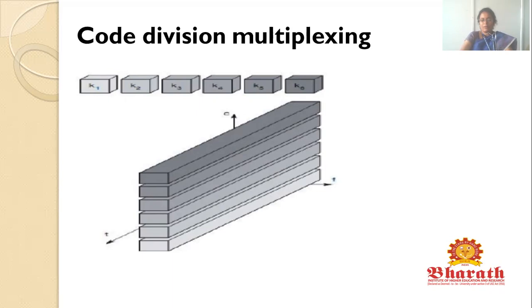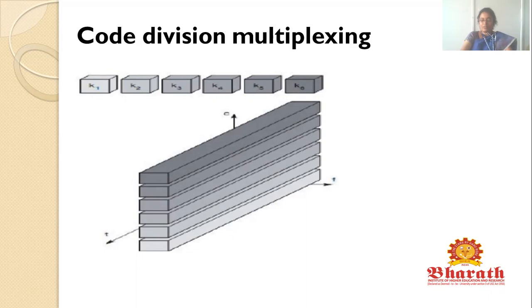Code division multiplexing is another form of multiplexing in which the transmitter encodes the incoming signal by using a unique chip code. This unique chip code is generated by a pseudo random sequence generator.